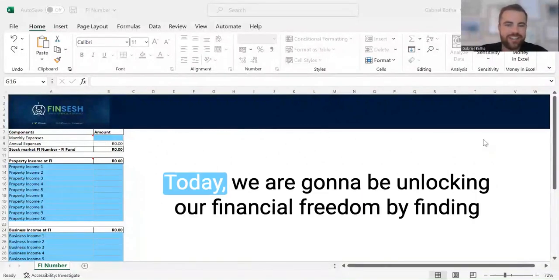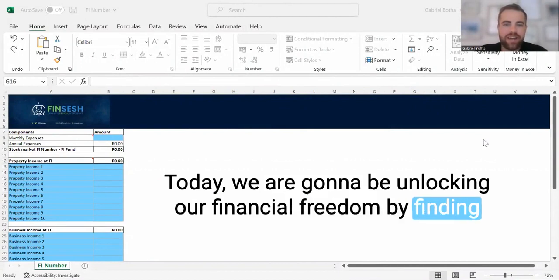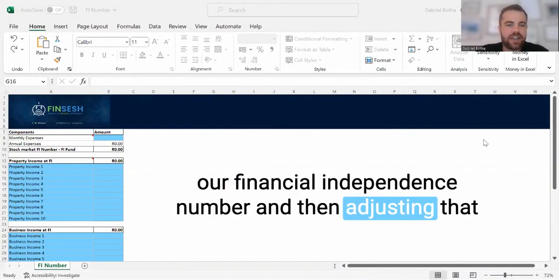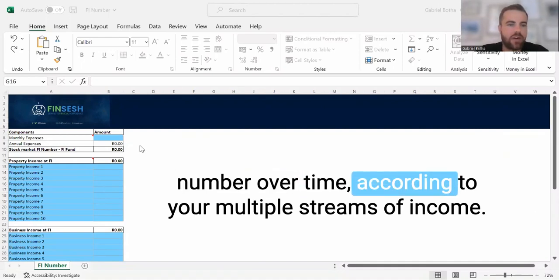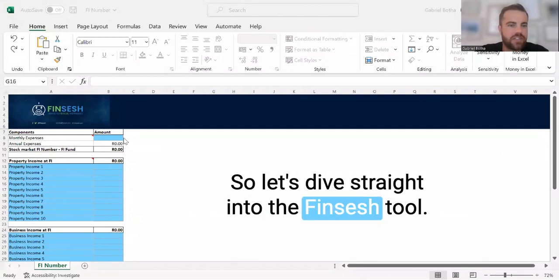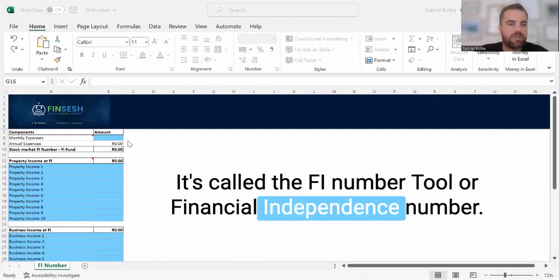Good morning. Today we're going to be unlocking our financial freedom by finding our financial independence number and then adjusting that number over time according to your multiple streams of income. So let's dive straight into this FinSesh tool. It's called the FI number tool, or financial independence number.